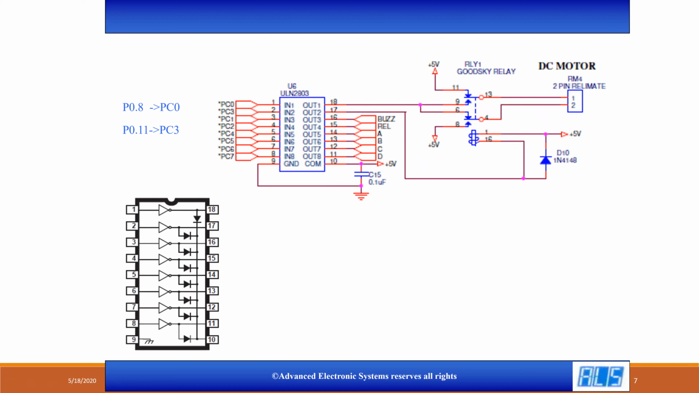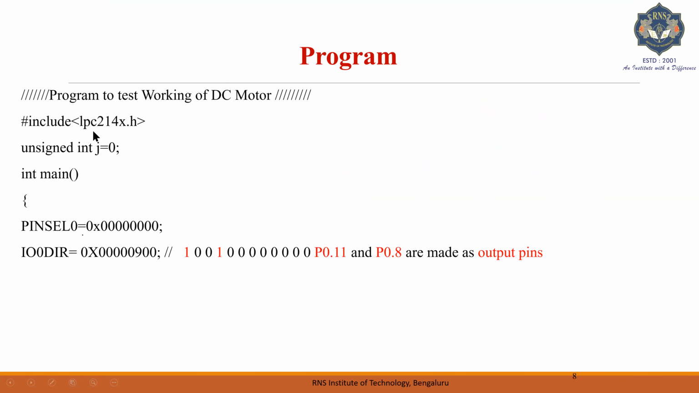So now let us move to the program. So this is the DC motor interfacing program. As usual, we always write the embedded hardware programs in C. So you should include LPC214x.h, which is a header file necessary for the microcontroller. Next, unsigned variables. Next we have to program. We have to select the GPIO pins.